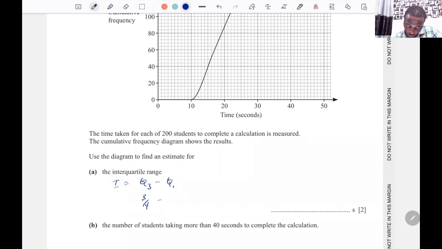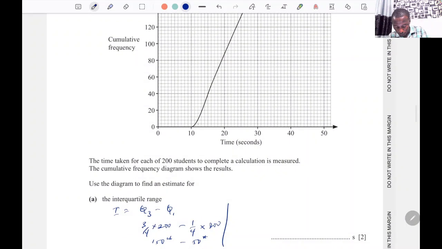3/4 of the students, where of means times. So times 200, minus 1/4, the first quarter, 1/4 of the students. Let me use the same total number of students, 200. So when you bring this down, you have 3 times 200, 600, divided by 4 gives 150. Then minus the 1/4. So let's break them down. For the 1/4, what's the time taken? You calculate the time taken.